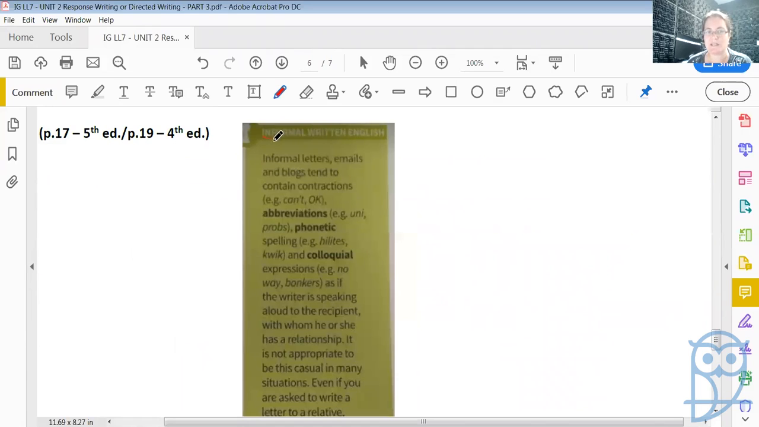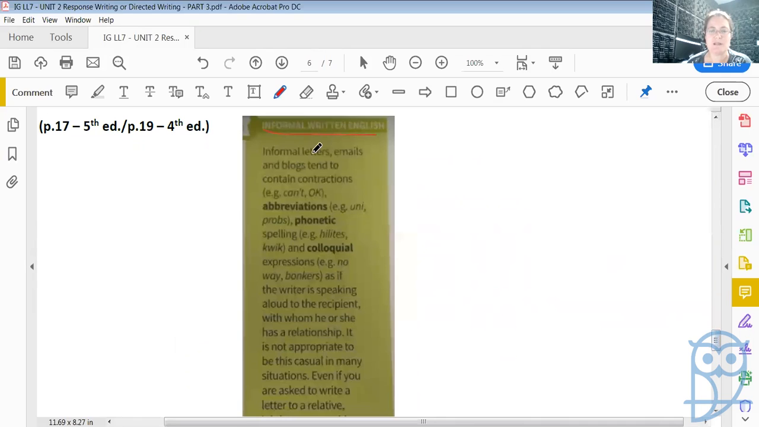Informal letters, emails, and blogs tend to contain contractions, example, can't, okay, abbreviations, example, uni or probs, no probs. Phonetic spelling, example, highlights or quick. And colloquial or casual expression, example, no way, bunkers. As if the writer is speaking aloud to the recipient with whom he or she has a relationship.